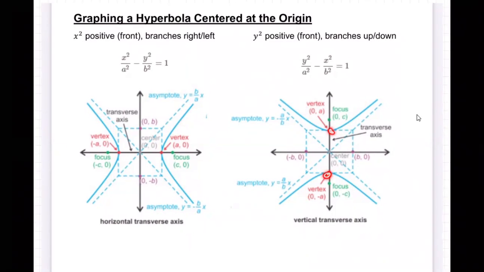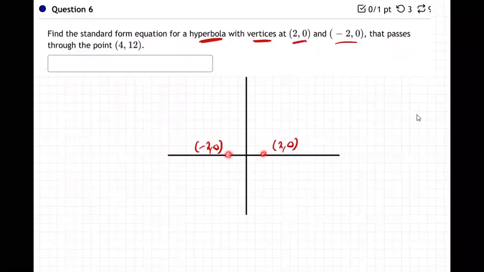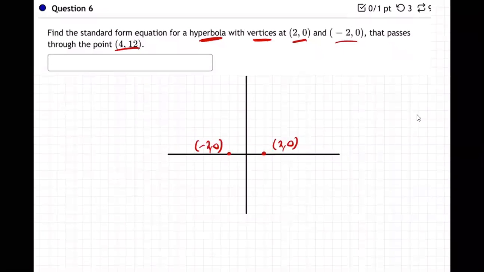The vertices are up and down, the branches go up and down. If the vertices are right and left, then the branches go right and left. So our vertices are right and left, so our branches are going to go right and left. Now, it's got to go through the point (4, 12). Over 4, 1, 2, 3, 4, 5, 6, 7, 8, 9, 10, 11, 12. 12 will be about right there.